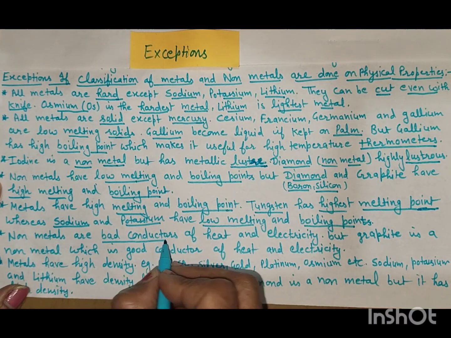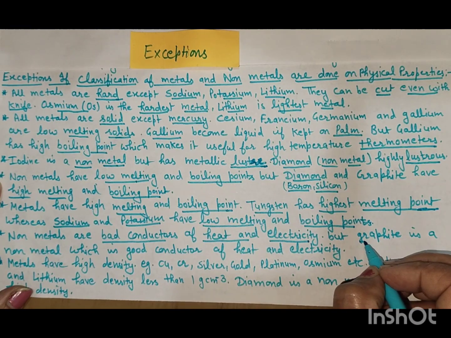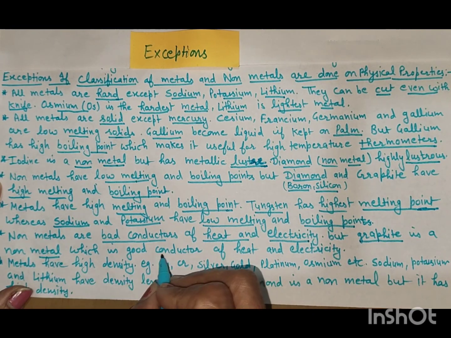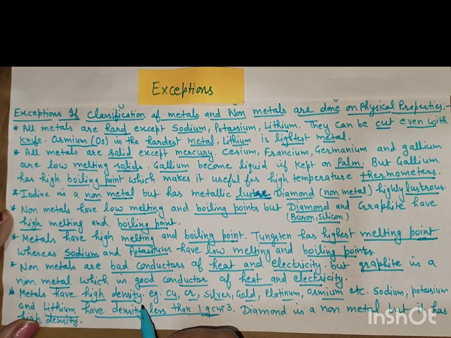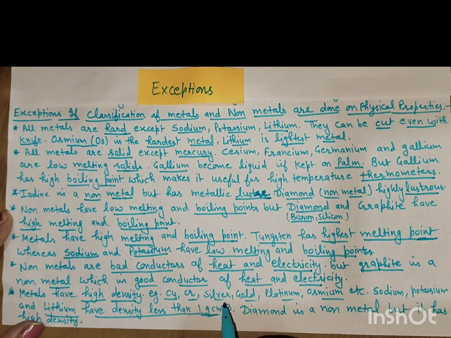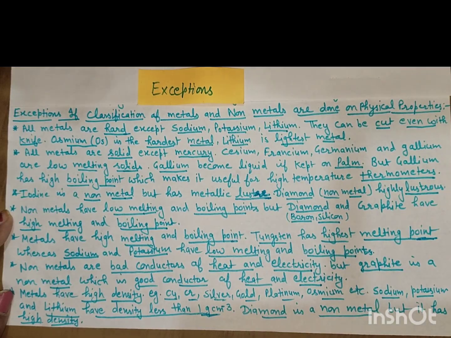Non-metals are bad conductors of heat and electricity. But graphite is a non-metal and it is a good conductor of heat and electricity. Metals have high density. For example, copper, chromium, silver, gold, platinum and osmium all have high density. But metals like sodium, potassium and lithium have density less than 1 gram per centimeter cube. Diamond is a non-metal but it has high density.